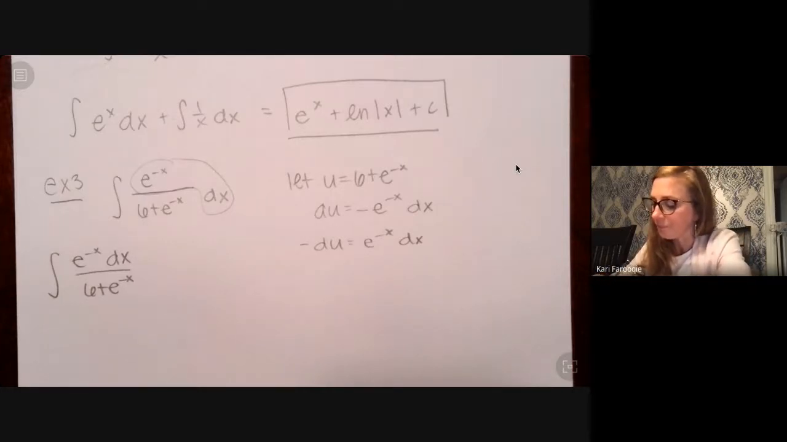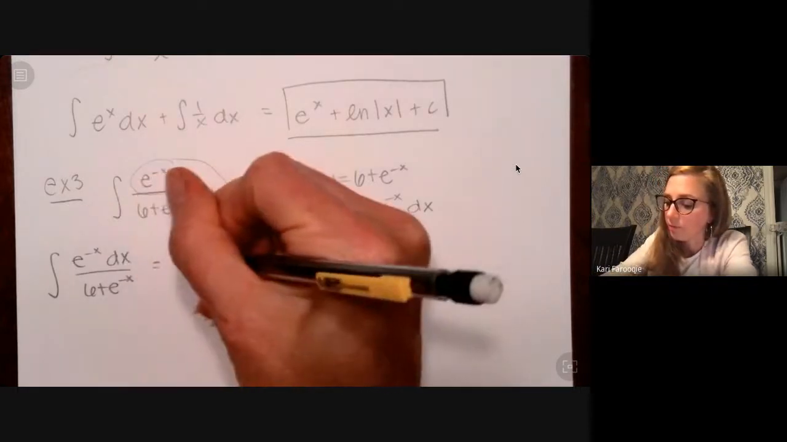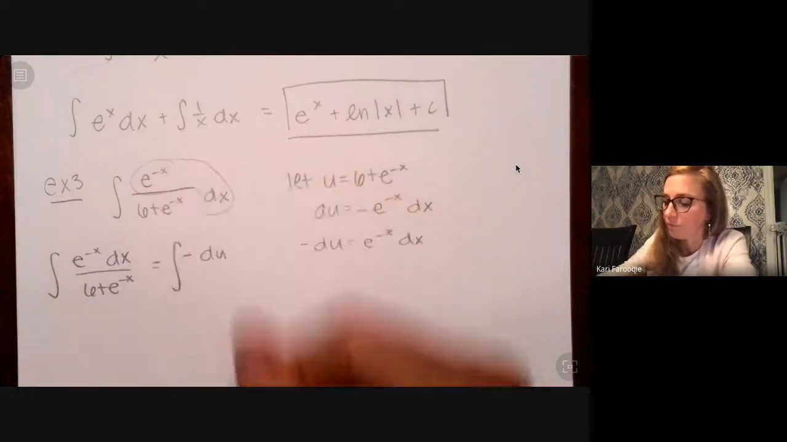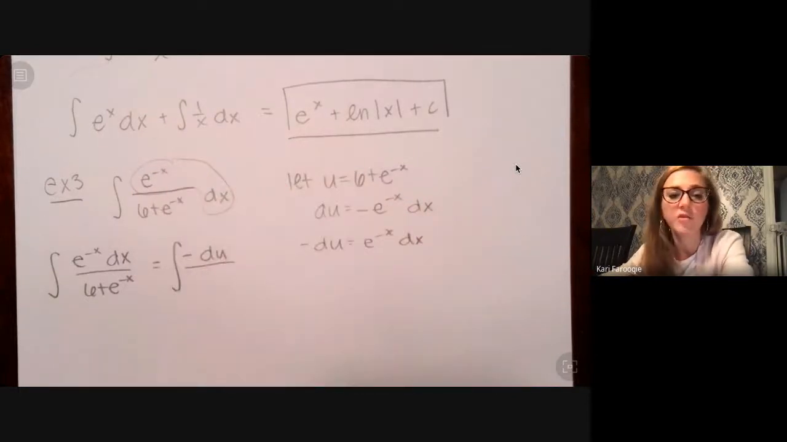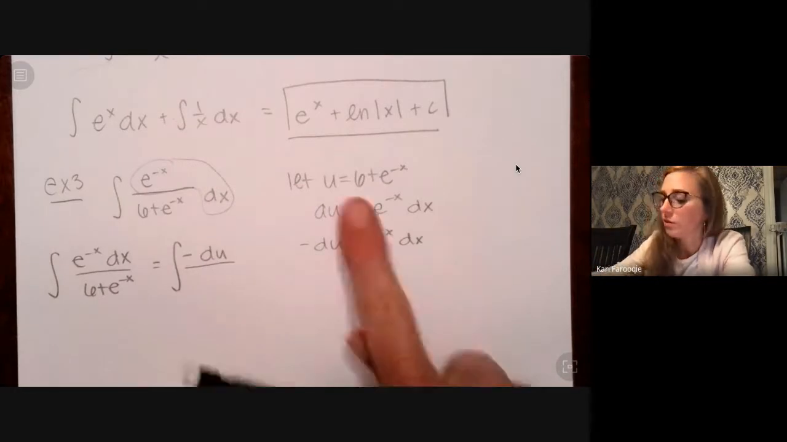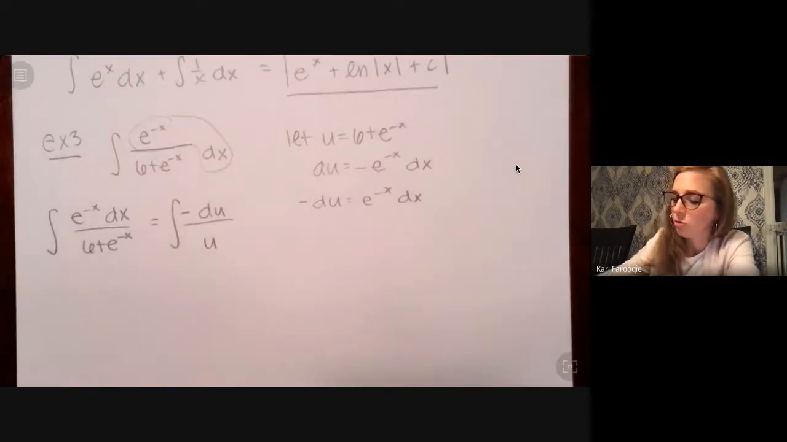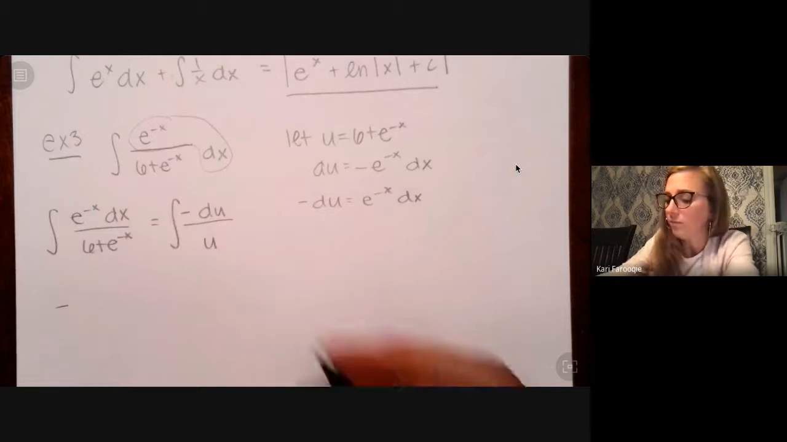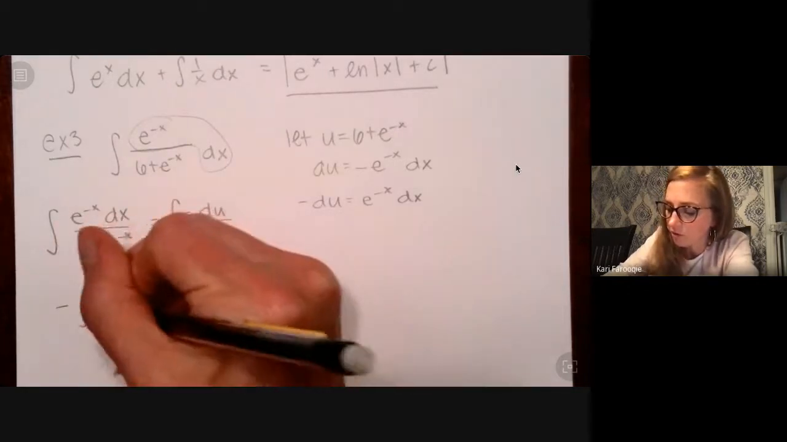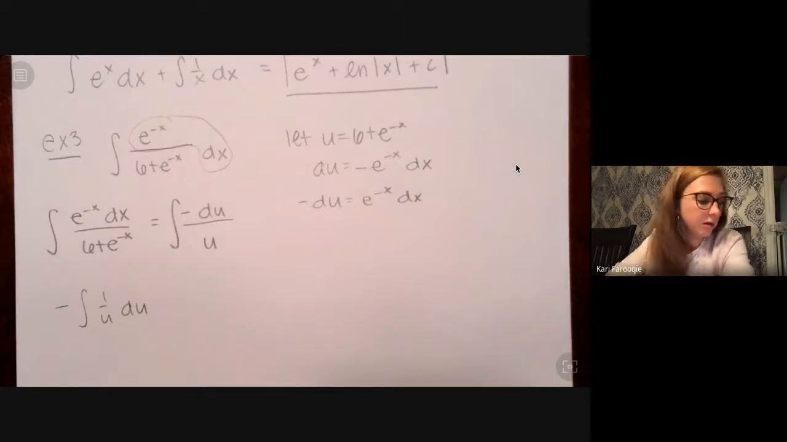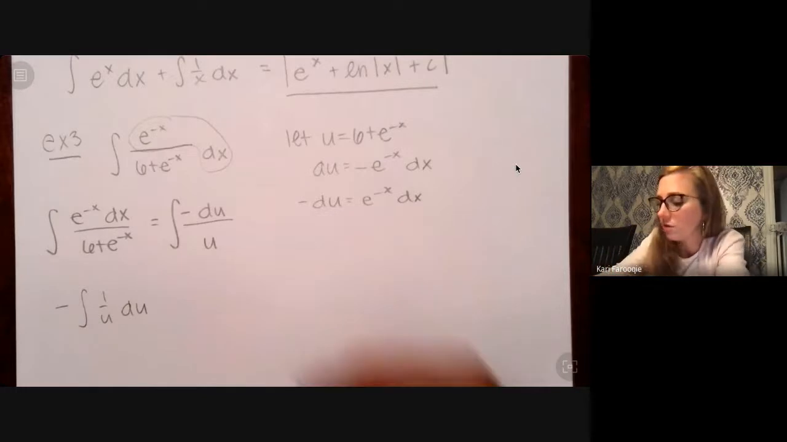Okay. So I have e to the negative x dx, which is negative du. And then in the denominator, we have 6 plus e to the negative x. That quantity is u. If you like this form and you want to keep it that way, fine. My suggestion to you would be to write this in a way that's even easier to see. I'll leave the negative in front. I'll write this as 1 over u du. And hopefully at that point, it's more recognizable to us as the negative natural log of the absolute value of u.